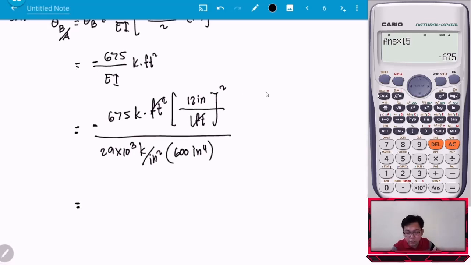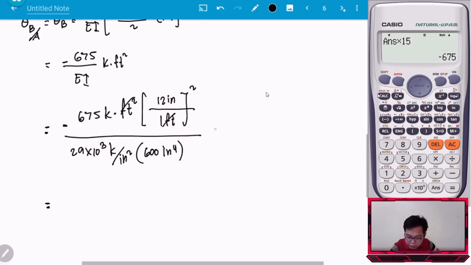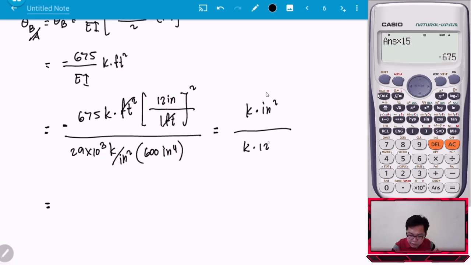By the way, unitless ito actually, slope. Kung mapapansin nyo, ang unit na matitira sa numerator is kips inch square, di ba? Same din, ang unit na matitira sa denominator is kips inch square din. Okay, so cancel out yan kasi unitless yan. Radian kasi yung angle natin. Okay? So, ano yung angle natin?